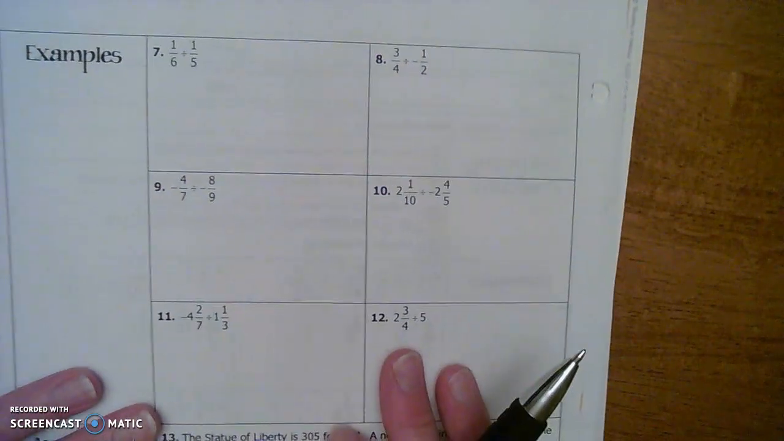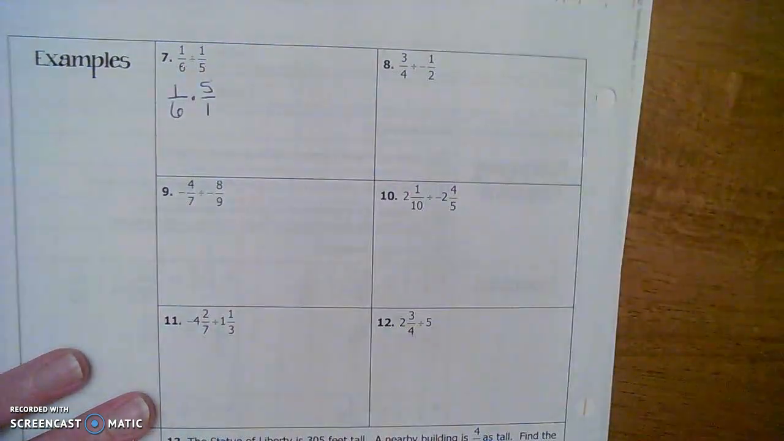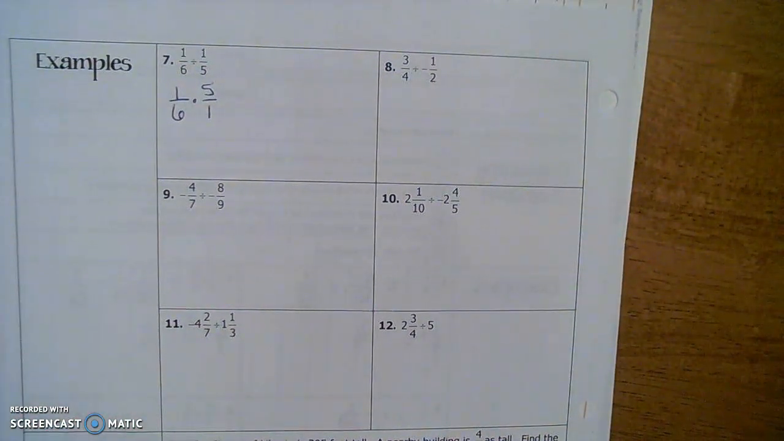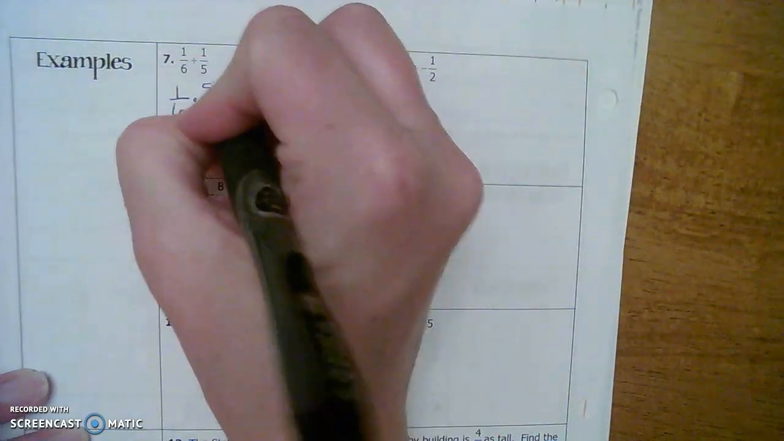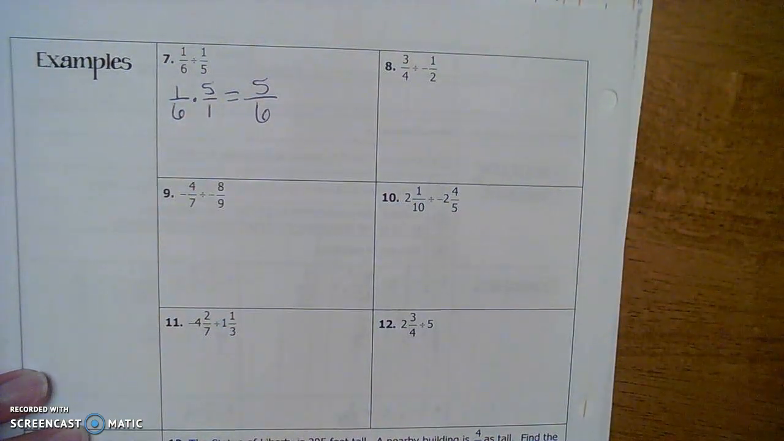So for number 7, we change it to 1/6 times 5 over 1. I like to use the dot instead of the X for the times sign, but whichever one you prefer is fine. 1 times 5 is 5, 6 times 1 is 6. 5/6 is your final answer.